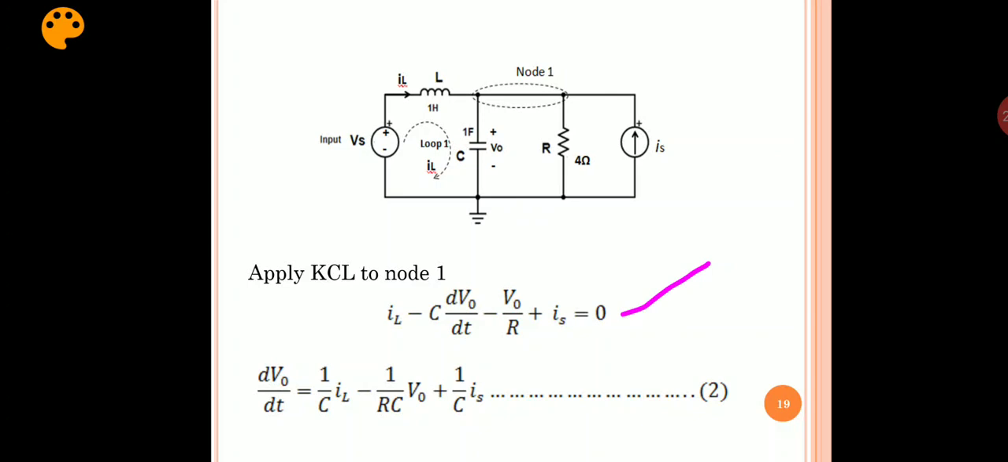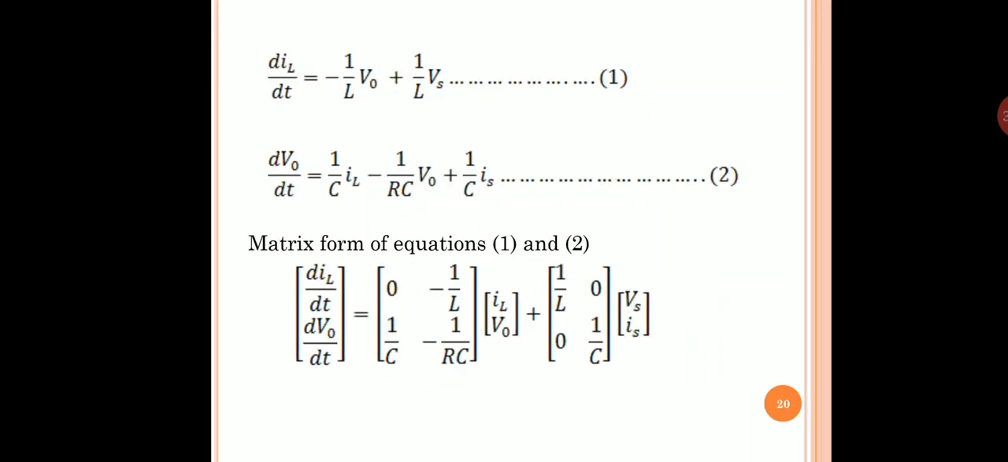Now I want an equation in terms of x dot, which is dV0 by dt. So keep this term, move this term to the RHS and write the equation. Rearrange these terms. You will get this equation, which I name as equation number 2. Now write equations 1 and 2 again and write them in matrix form.